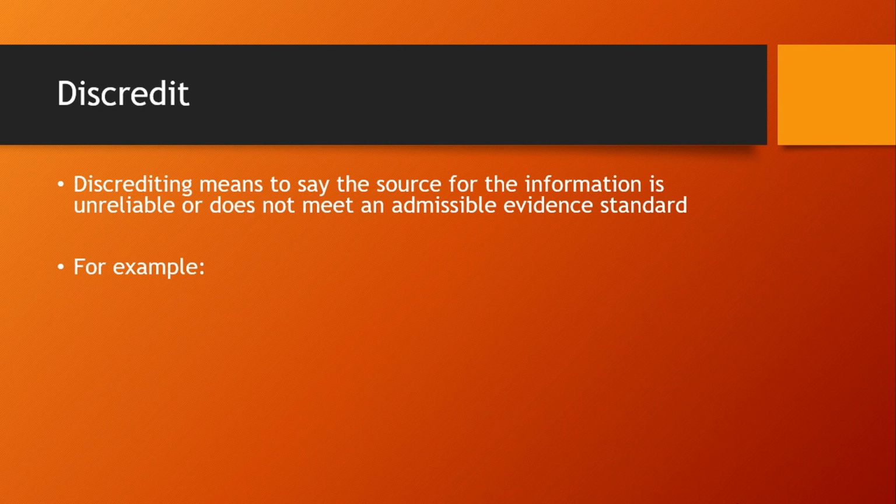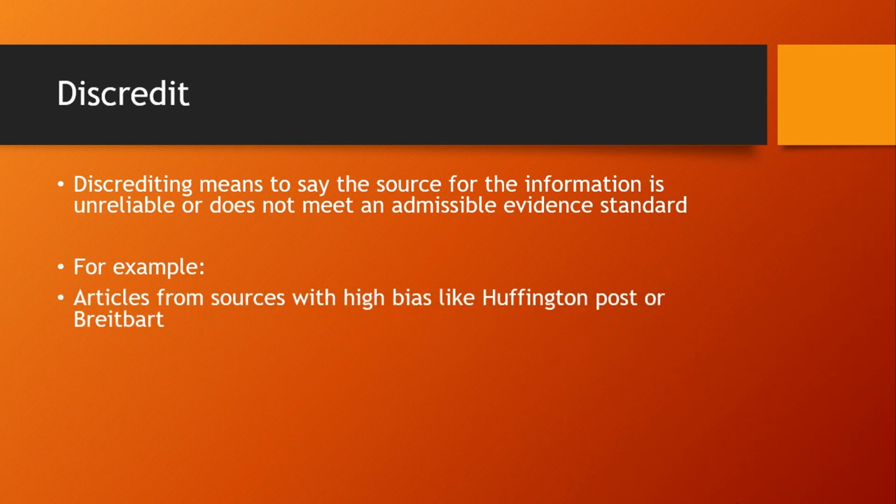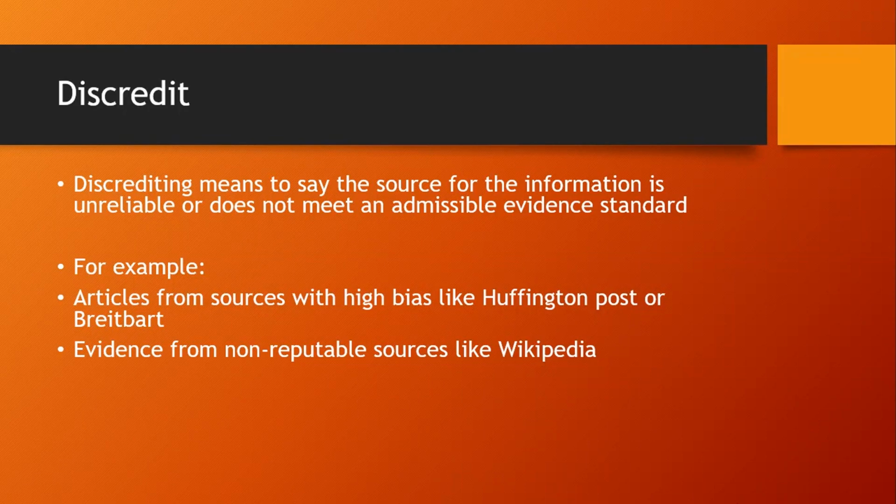So an example of when you can use the discredit attack is when you see articles from sources with high biases, like Huffington Post being extremely liberal or Breitbart being extremely conservative. They might use things or make statements that are untrue just to further their political agendas. You also see evidence from non-reputable sources like Wikipedia, which is generally not true. They typically have evidence that's generally false on Wikipedia.